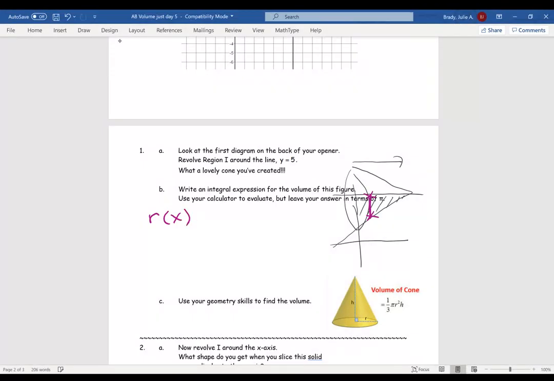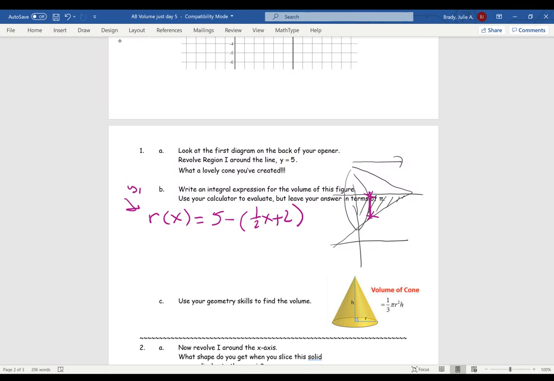R of x is top minus bottom. So I think the top line was 5. Then you're going to minus the bottom, but the bottom changes. And I think if you look back, the function for that is 1/2 x plus 2. And you're not going to tell the reader this, but you're going to put that into y1.